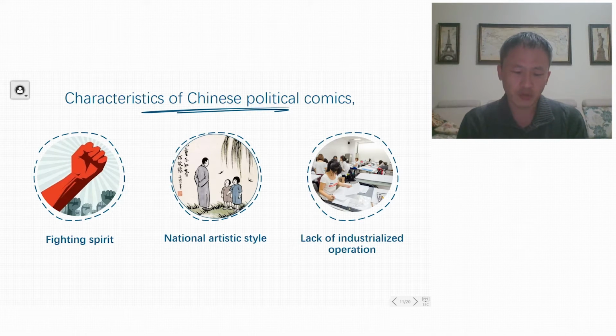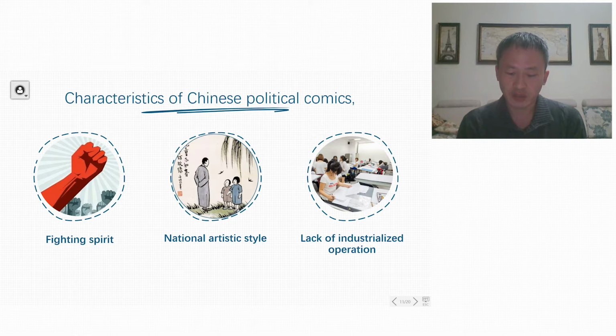And about the lack of industrialized cooperation. Before the 1980s, China did not form an industrialized operation in comics. Political comics, as a tool of political struggle in modern times, are less affected by market-oriented factors, and the economic benefits derived from them had not received attention and development.